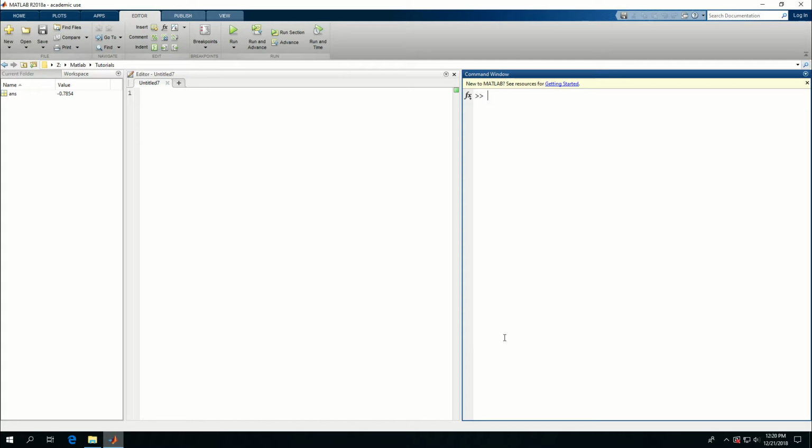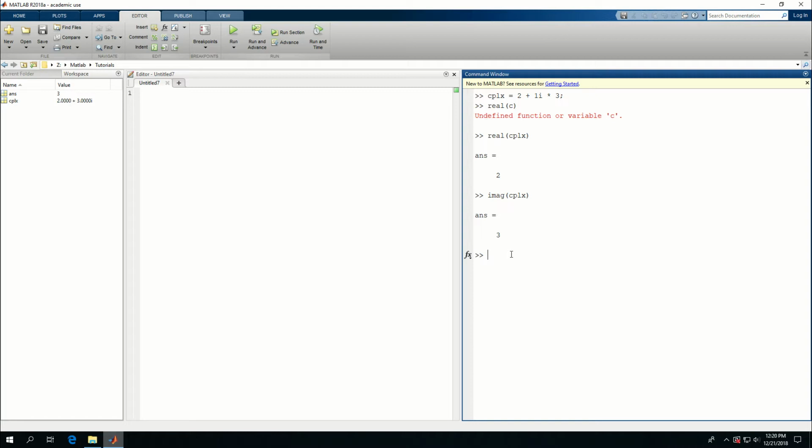Speaking of complex numbers, cplx, let's say, is equal to 2 plus 1i times 3. Now, cplx is actually a complex number. As you can see, it has a real number and an imaginary number. So I can say real of cplx and imag of cplx. So the real is 2 and the imaginary is 3.